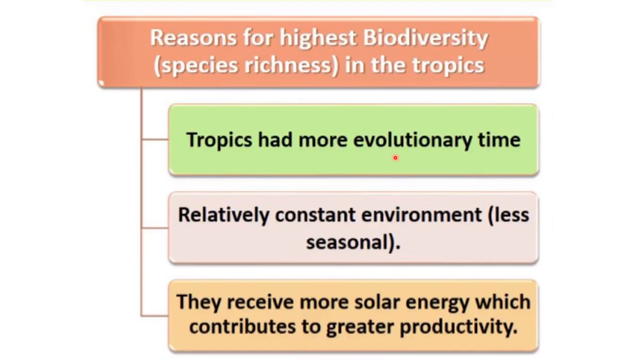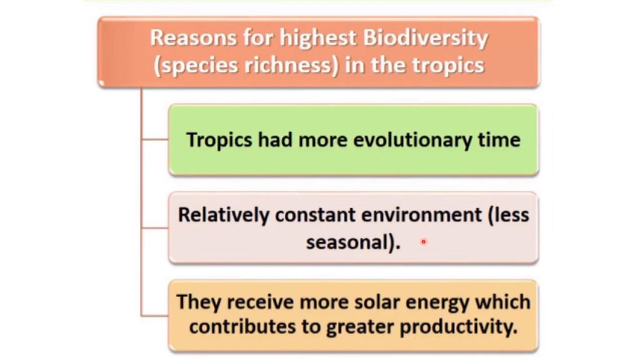But tropical areas have remained relatively undisturbed for millions of years, and thus had a long time for speciation. So this is the first reason for the species richness of tropical areas. The second reason is a relatively constant environment, that is less seasonal. Tropical environments, unlike temperate ones, are less seasonal and more constant.